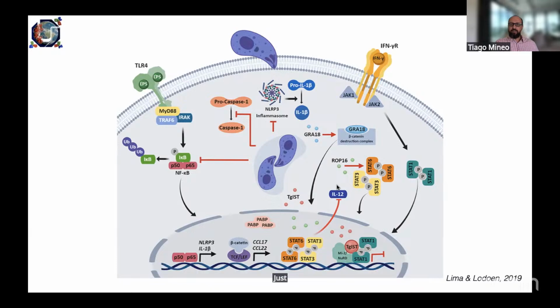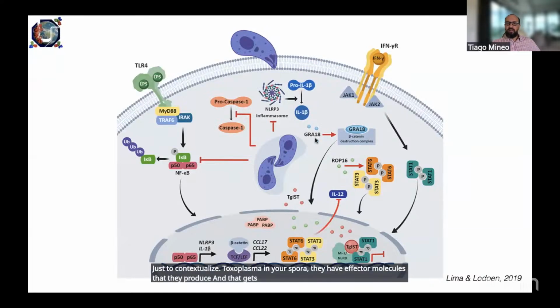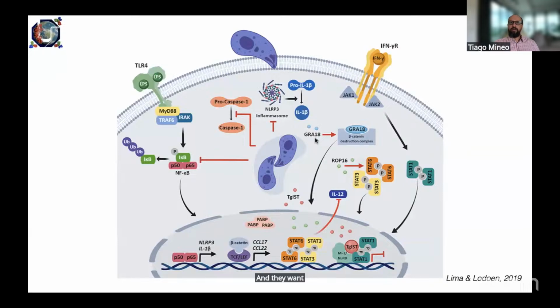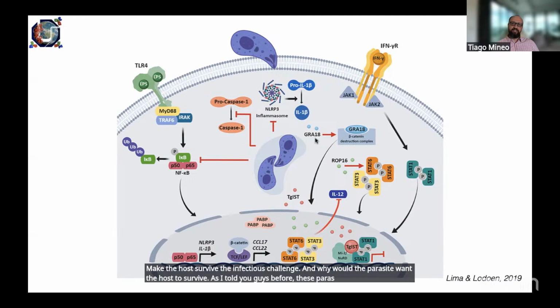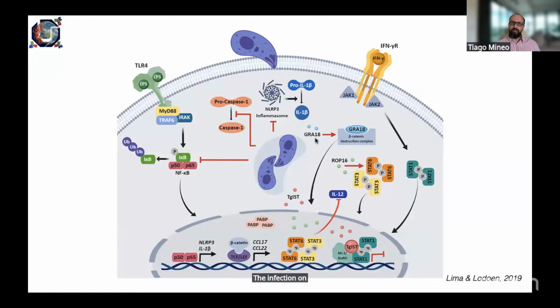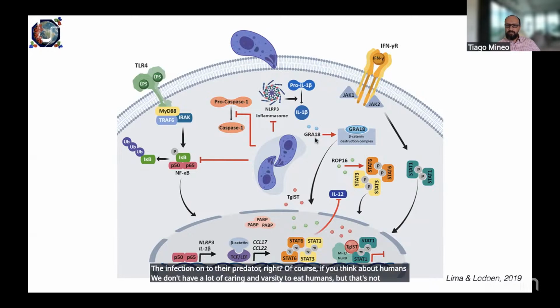Just to contextualize, Toxoplasma and Neospora have effector molecules that they produce and that get thrown out into the cytoplasm or the nucleus of the cell, and they are able to modulate positively or negatively different pathways within the cell. They want to, one, multiply freely within the cell, or two, make the host survive the infectious challenge. And why would the parasite want the host to survive? As I told you before, these parasites stay latent in the brain for the rest of the lives of the infected hosts, and they pass the infection on to their predator, right? Of course, if you think about humans, we don't have a lot of carnivores that eat humans, but that's not true for all the other animals around us, right?